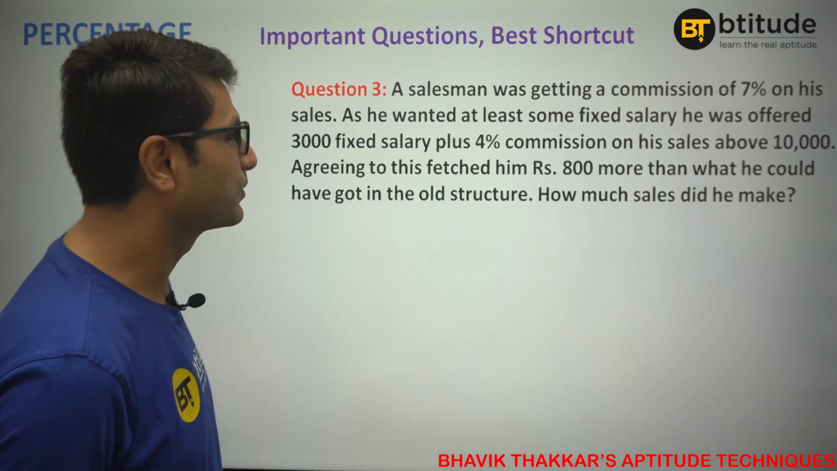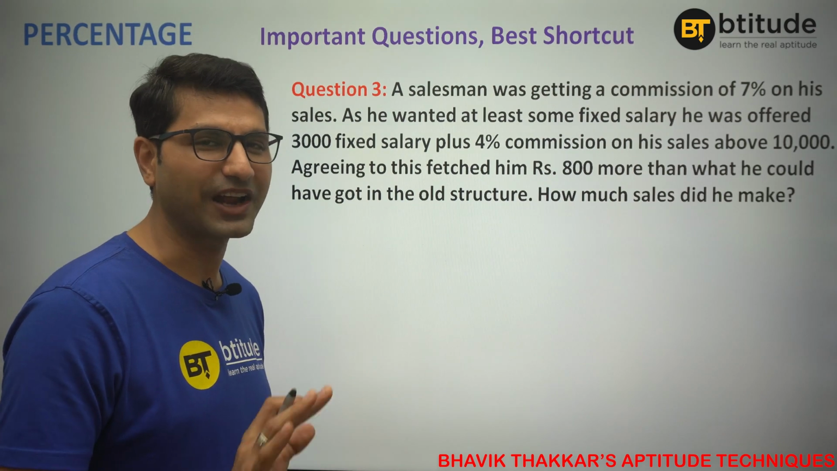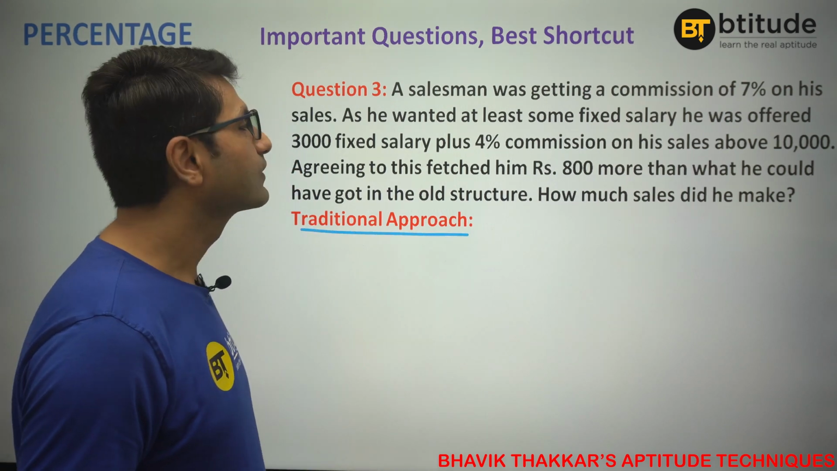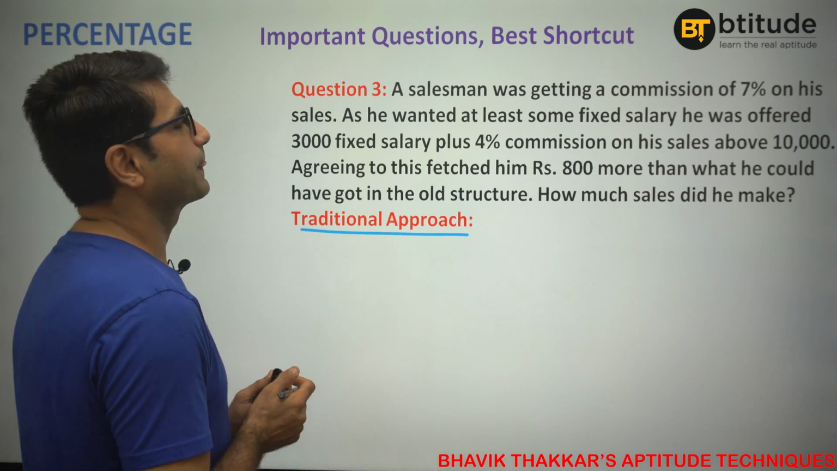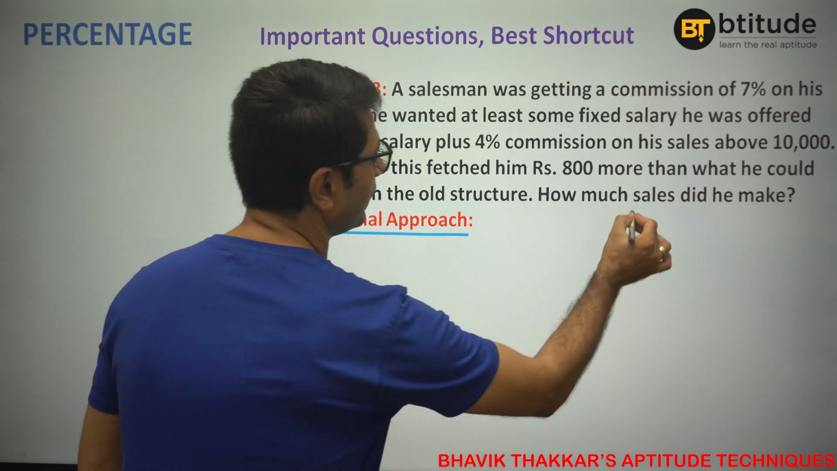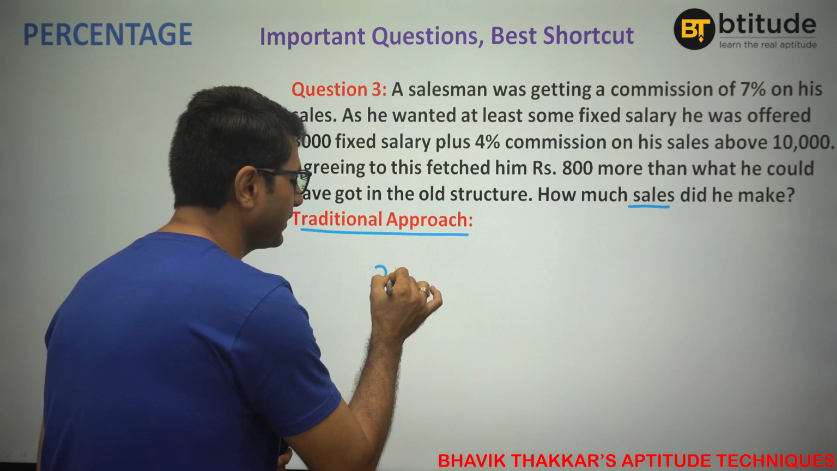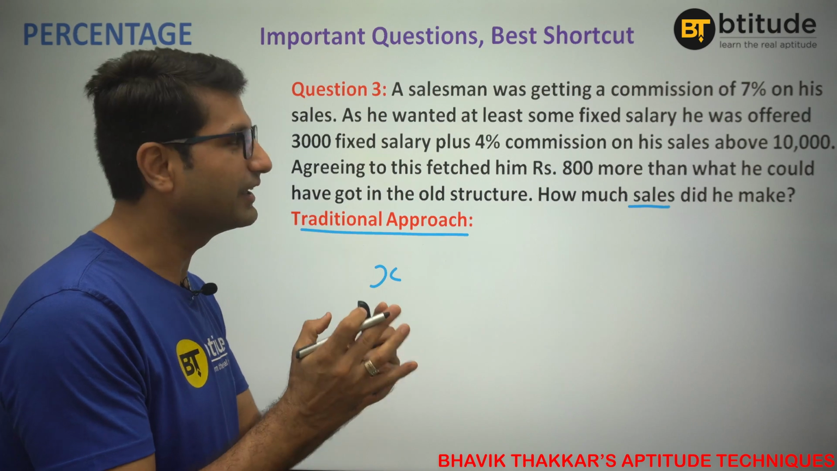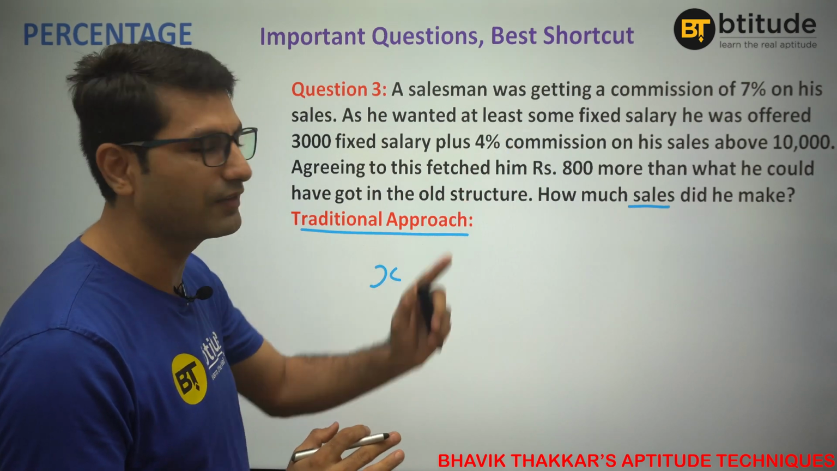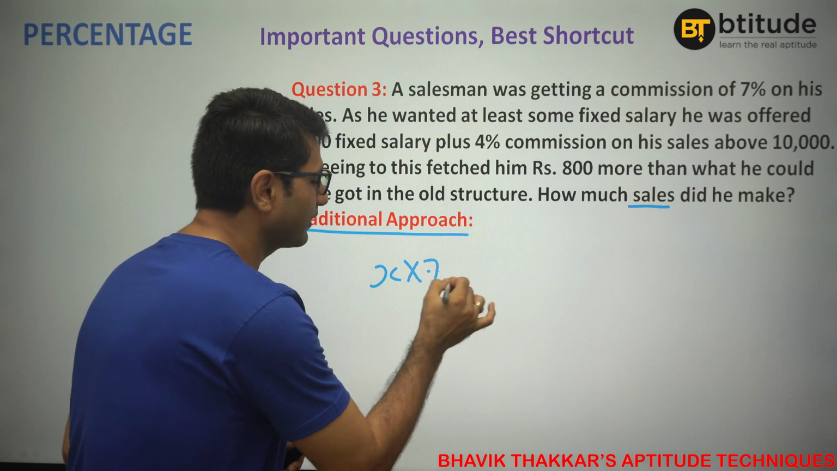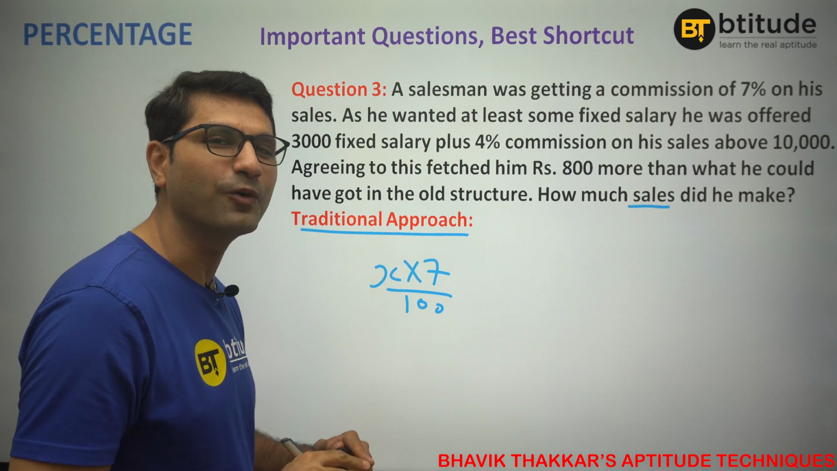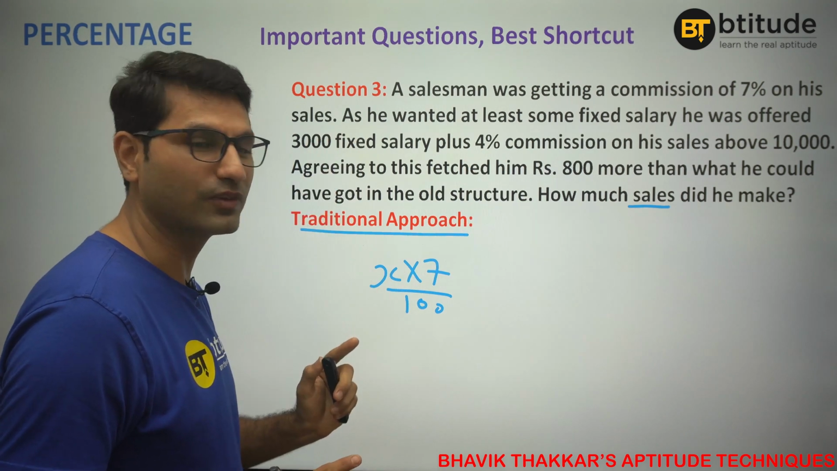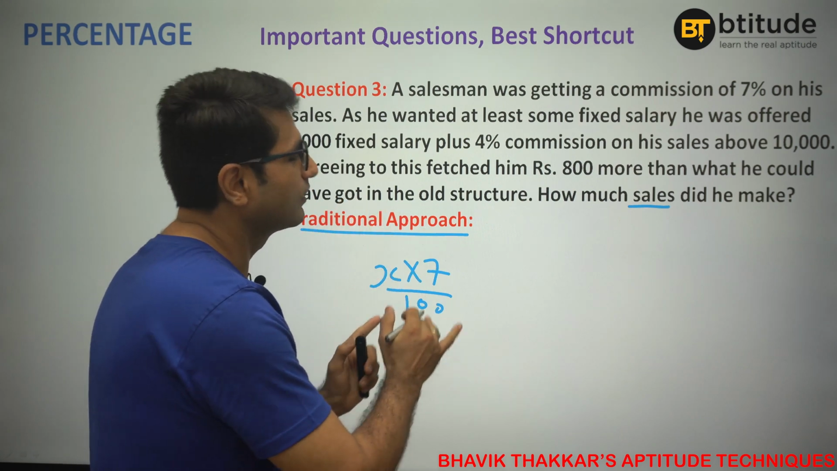For example, this one. Again, you can pause the video and try to solve it on your own. First, I am going to solve it in the traditional approach. We are supposed to find out the sales. So say, for example, he has made sales of X rupees. In the previous salary structure, all he could get was 7% commission. So on this, just 7% commission, that's it. But now he is getting 4% commission plus 3,000 salary. So now this is what he used to get. What will he get?